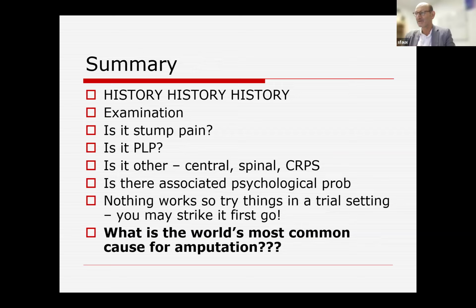And my last question is, what's the world's most common cause for amputation? Anyone have any plans, ideas? Put it in the chat.